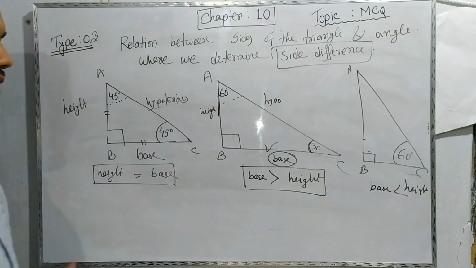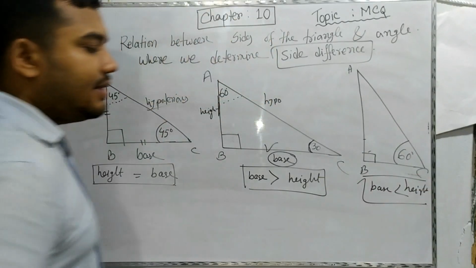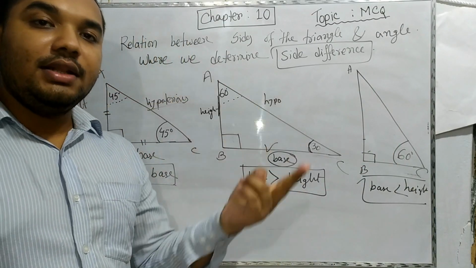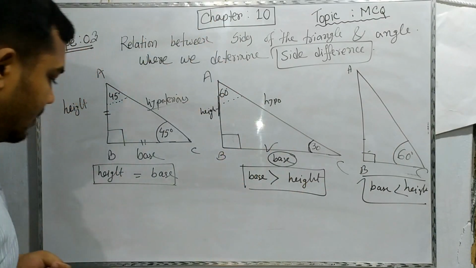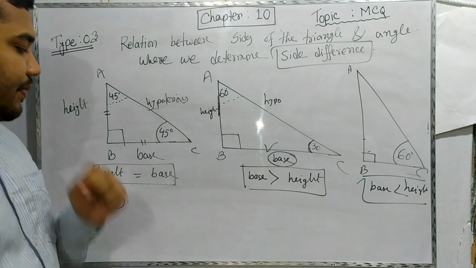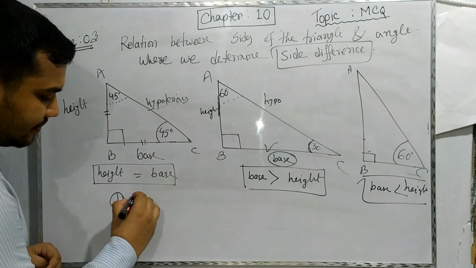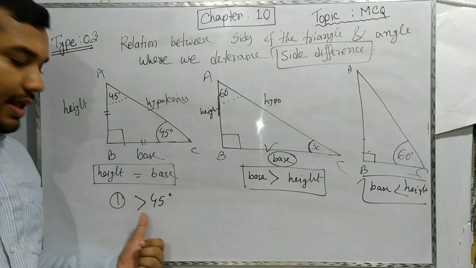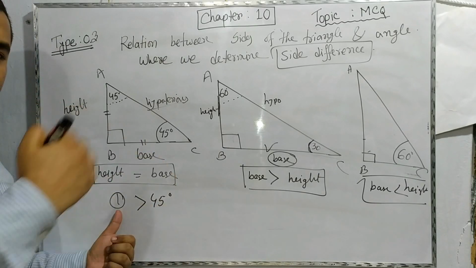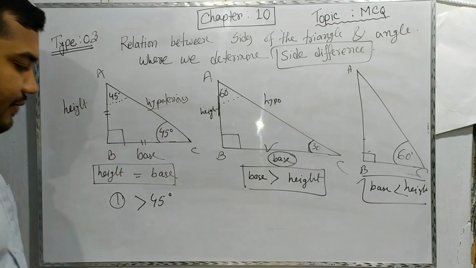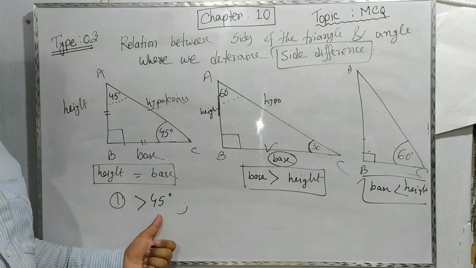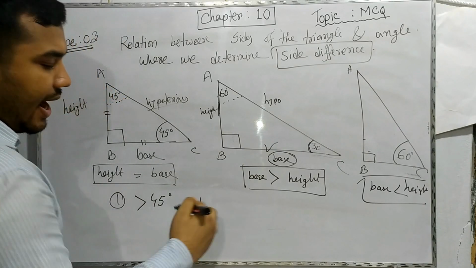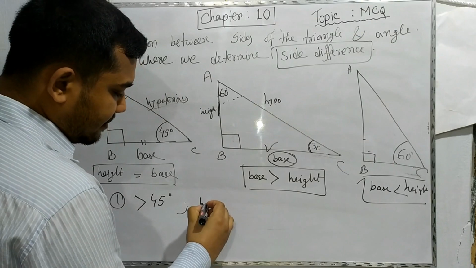Here we get three conclusions. From these conclusions, we will get two final conclusions. Our first conclusion is, if the angle is greater than 45, then the height will be the maximum, or the height will be increased.